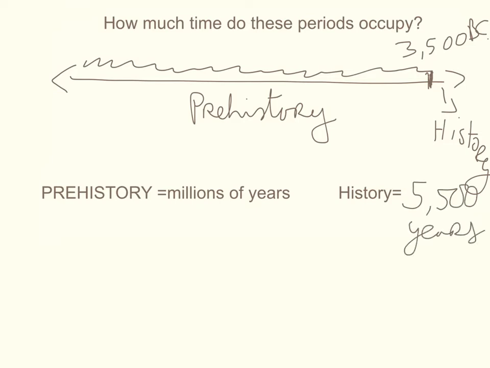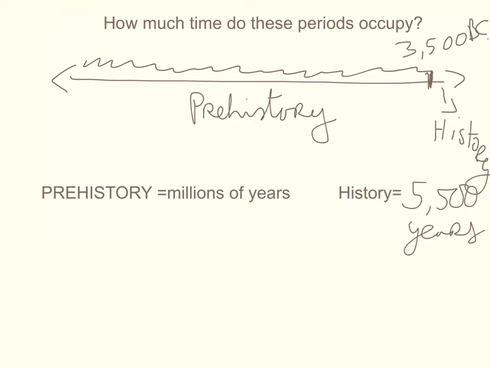I don't know how long we're going to live for, so I can't tell you how much more history will occupy. How did I work it out? Well, there's 3,500 years before Jesus Christ and more or less 2,000 years after Jesus Christ, which makes 5,500 years.